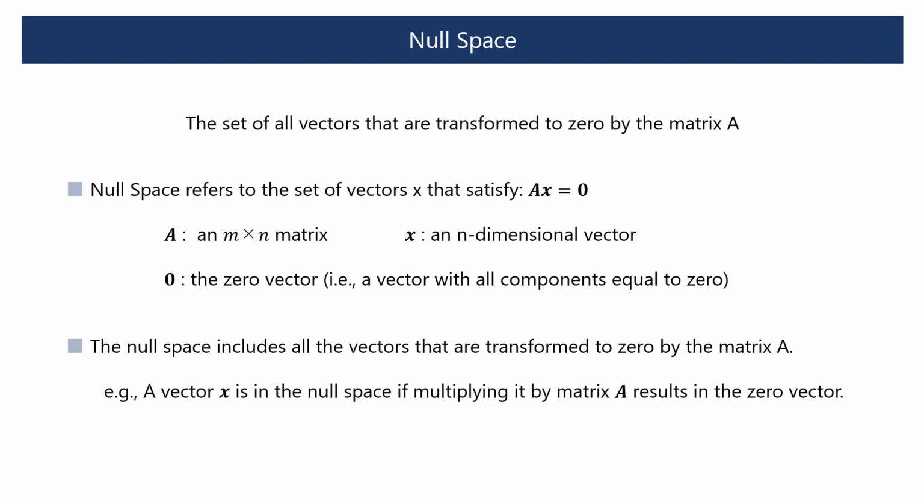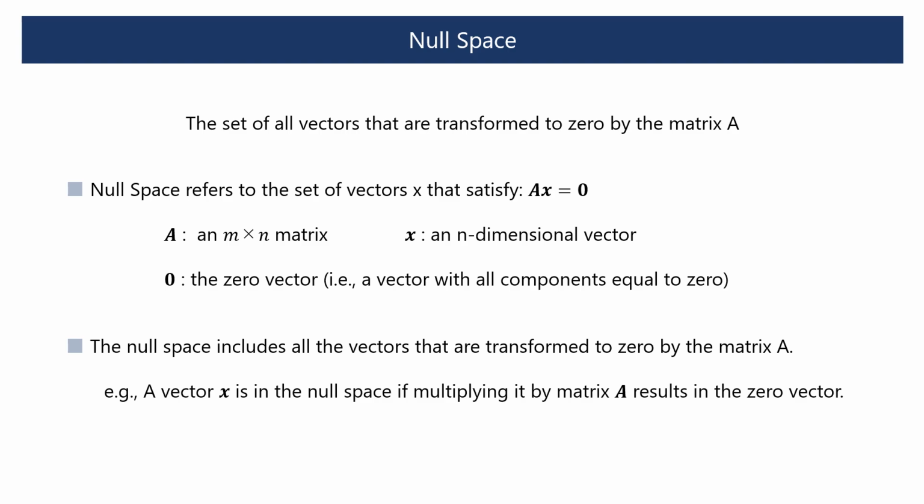Null space is the set of all vectors that are transformed to 0 by the matrix A. Specifically, it refers to the set of vectors x that satisfy Ax = 0. Here, A is an m by n matrix. x is an n-dimensional vector. 0 is the zero vector, that is, a vector with all components equal to 0.